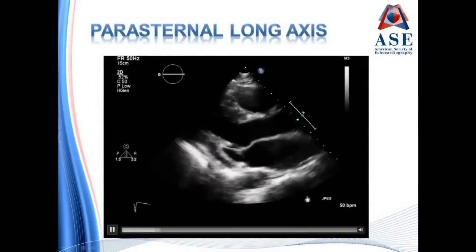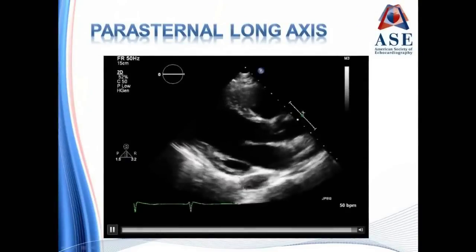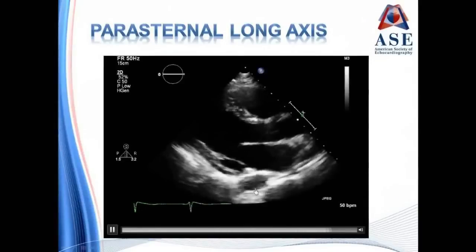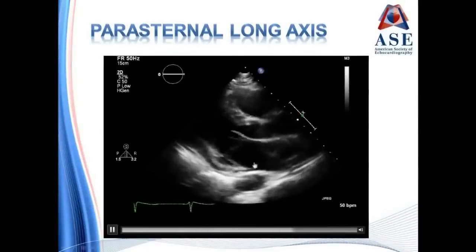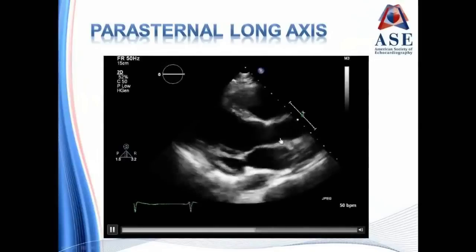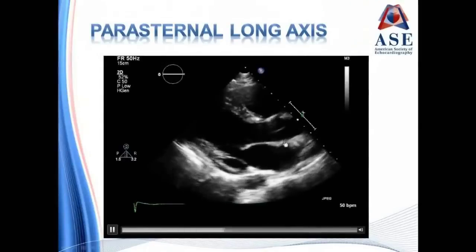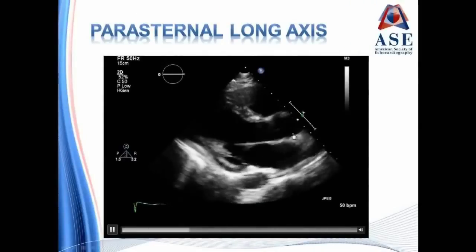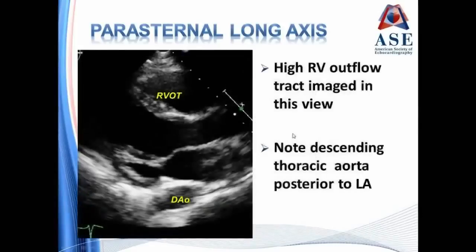Here's a moving image of what I just showed you. Again, the descending thoracic aorta. Note the normal motion of the mitral valve, and less clearly seen, but also normal, the aortic valve. The portion of the RV that's imaged in the parasternal long axis is actually the RV outflow tract and not the body of the right ventricle itself.